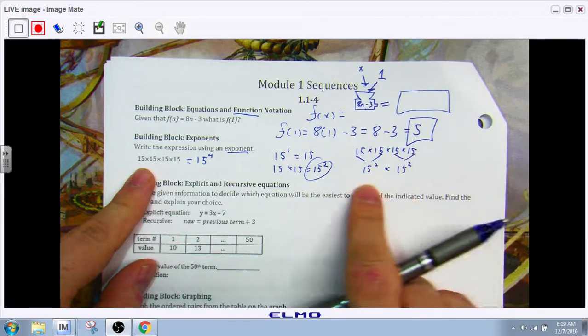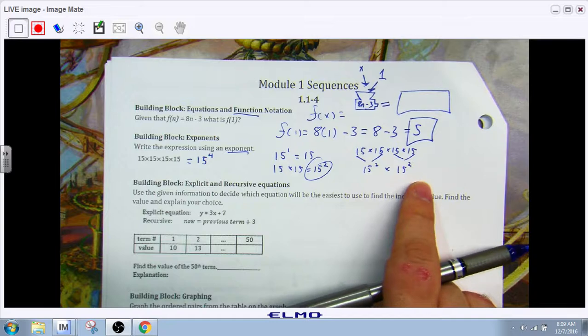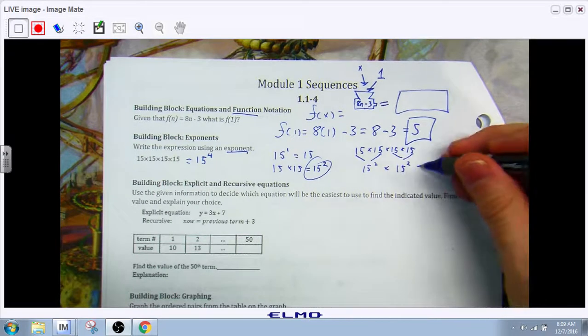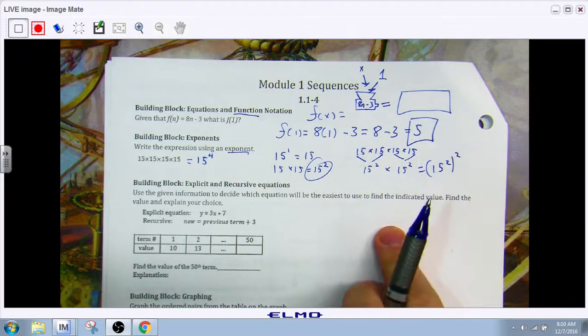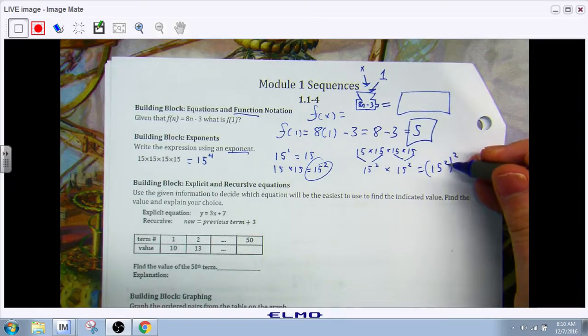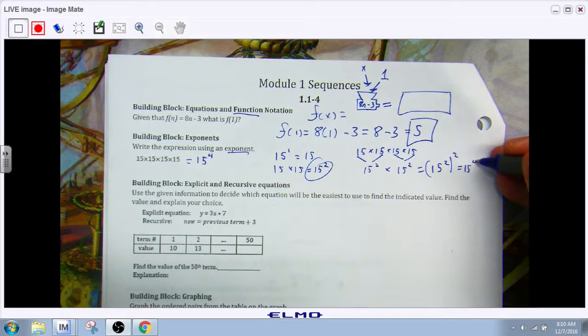Now you might be wondering, how do we do 15 squared times 15 squared? Do I just square it on top of that? And the answer is kind of yes. We end up with 15 squared squared. And what does that mean? Whenever we have a power raised to another power, we multiply those. So 2 times 2 is 4. So we get 15 to the 4th power.